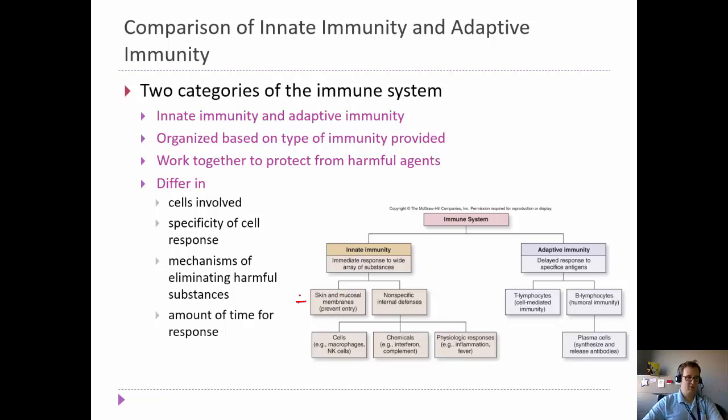And then that would be our external defenses. We also have internal defenses, such as our macrophages or neutrophils, some chemicals that we're going to go into specific details about, or actions like inflammation and fever. And so we'll talk about how each of those help defend against pathogens.